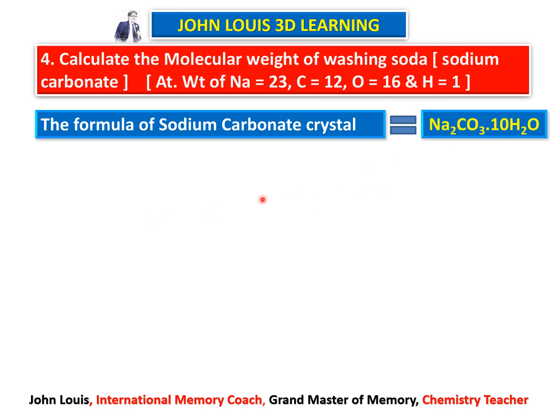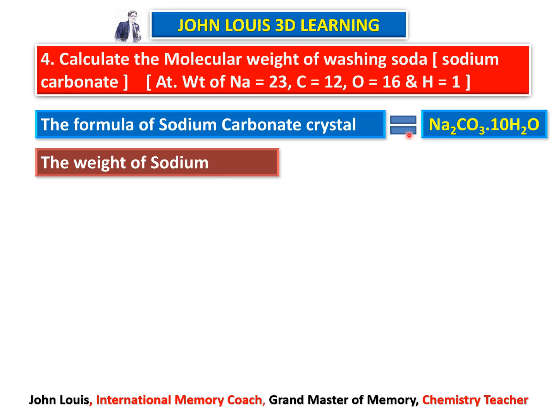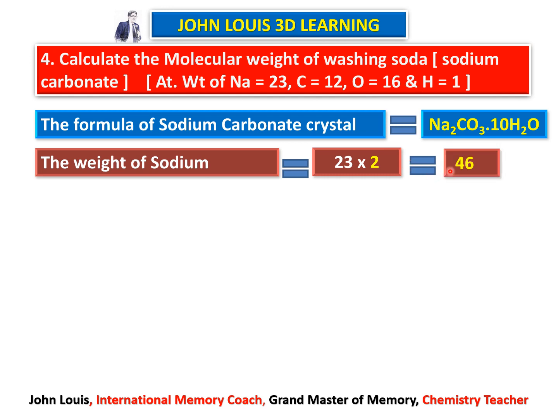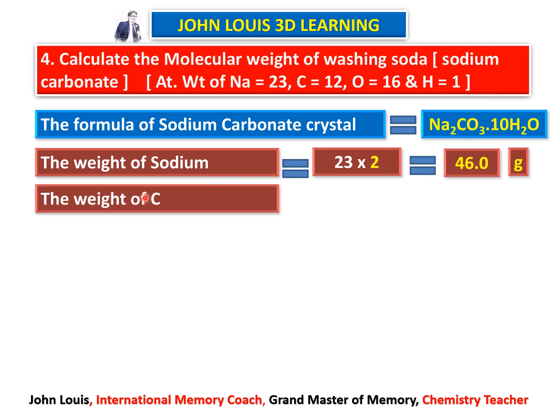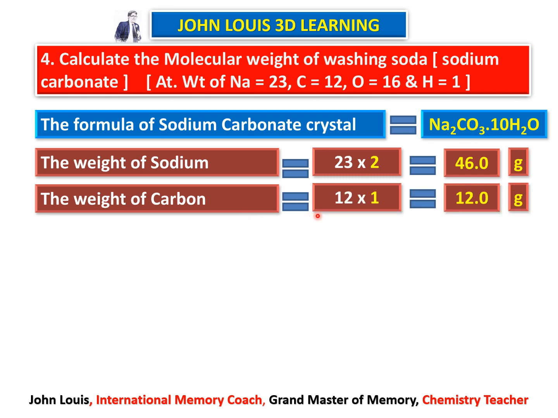Okay, now let us find out one by one. The first element is sodium, therefore the weight of sodium is equal to, atomic weight of sodium is 23. But how many sodium atoms are there? 2 sodium atoms are there. Therefore 23 into 2 is equal to 46 grams. So next element is carbon. So the weight of carbon is equal to, what is the atomic weight of carbon? 12. How many carbons are there? Only 1 here. C1O3. Therefore 12 into 1 is equal to 12 grams.